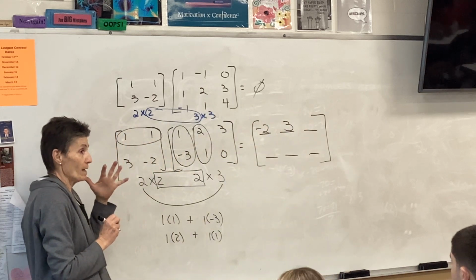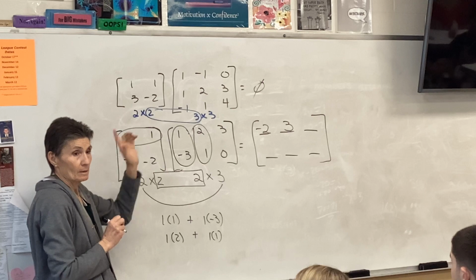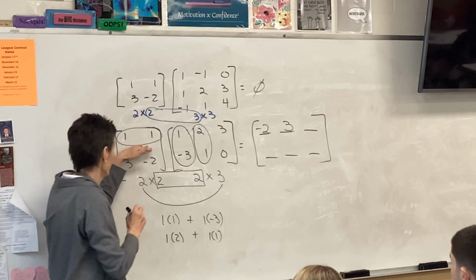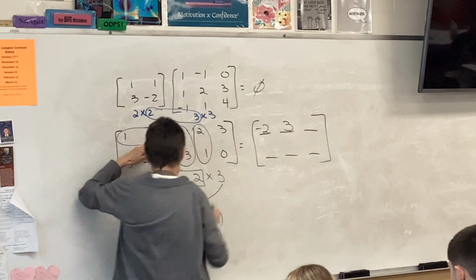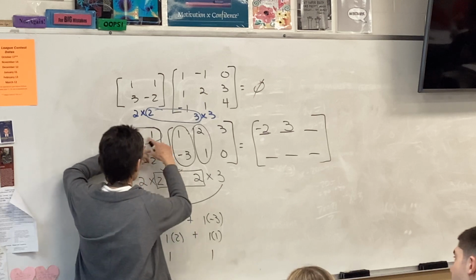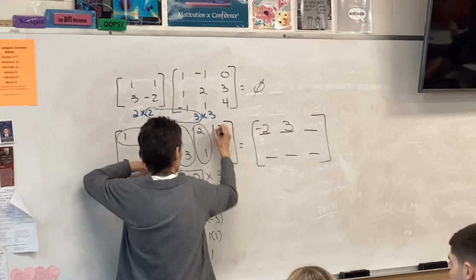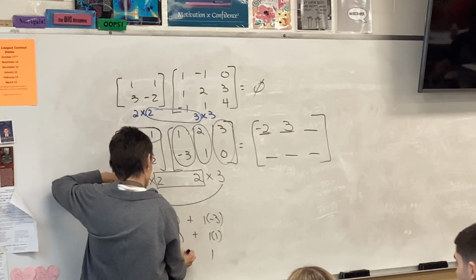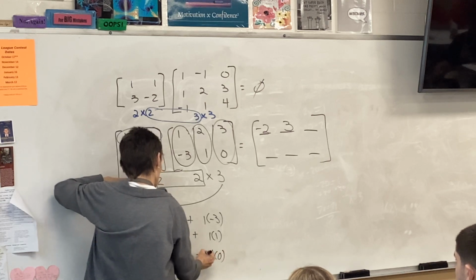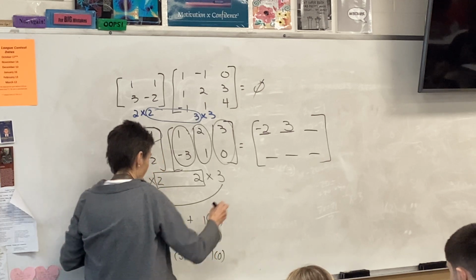Okay, now what? Still in the first row, so still 1 and 1, but now I'm in the third column, so it's going to be 3 and 0, so that's another 3.